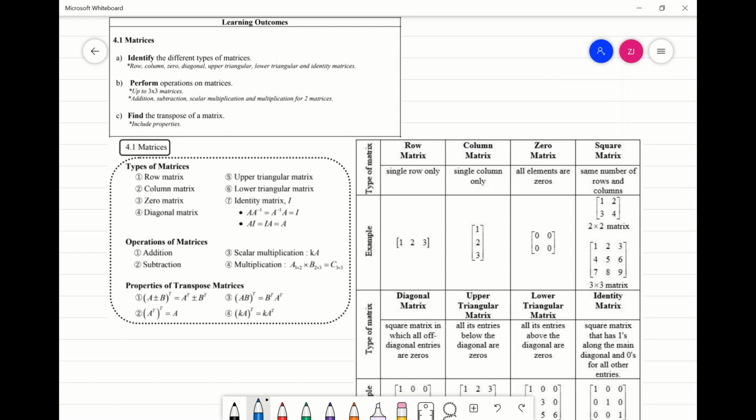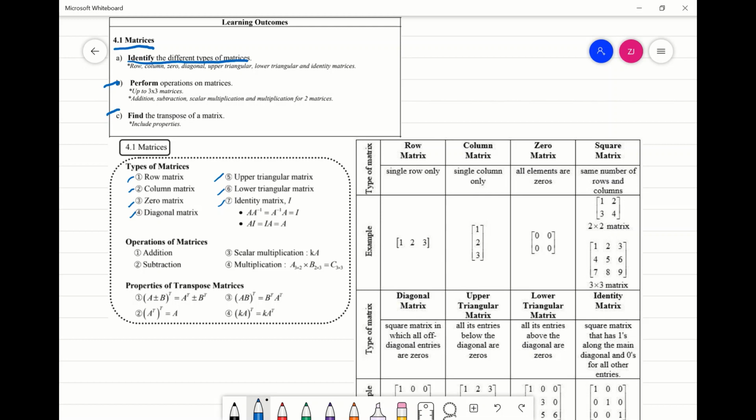To cover 4.1 matrices. We are going to accomplish these 3 learning outcomes. The first learning outcome is to identify the different types of matrices. If you can see this summary here, the types of matrices are listed down here. Now let's go through each of these matrices.